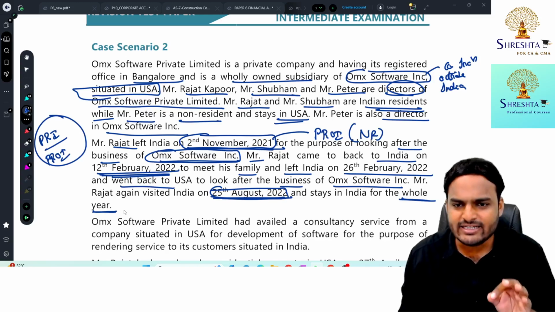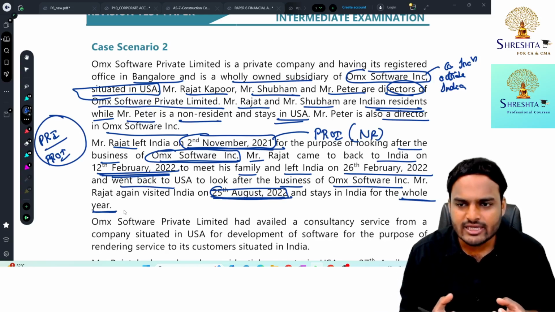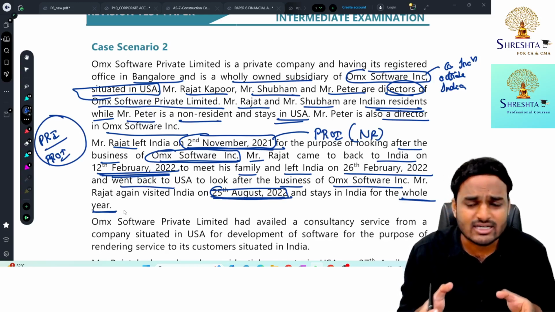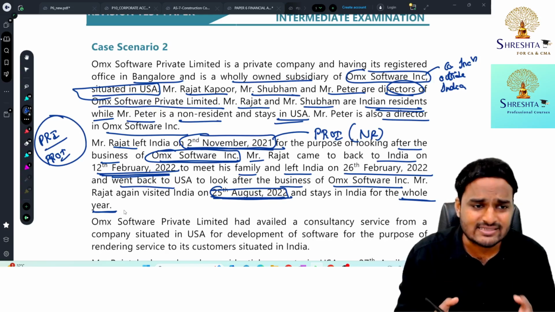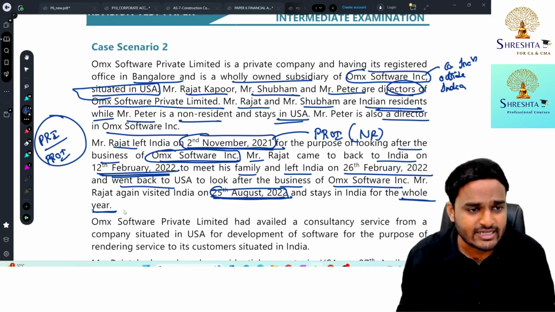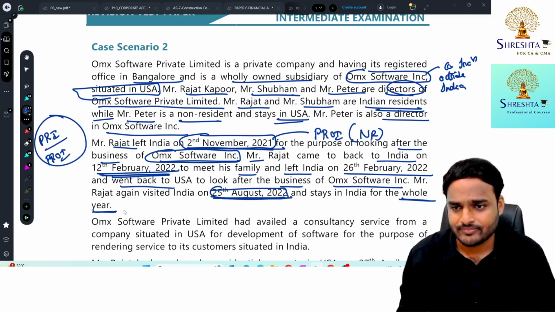So here the intention of the person is not clear. Whether he came to India to live in India for an uncertain period or not, we are not getting that clarity in the question. So you can make an assumption. So he came to India with the intention to stay in India for an uncertain period.